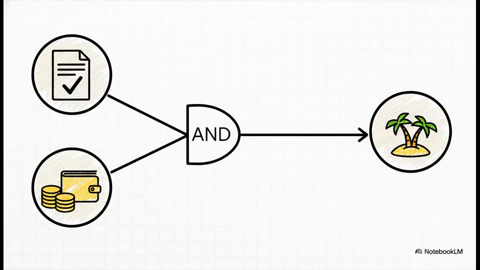Here's a simple way to think about it. To go on that Goa trip, you need your parents' permission and you need the money, right? Both have to be a yes. If one is a no, the trip is off. That's exactly how the AND gate works.